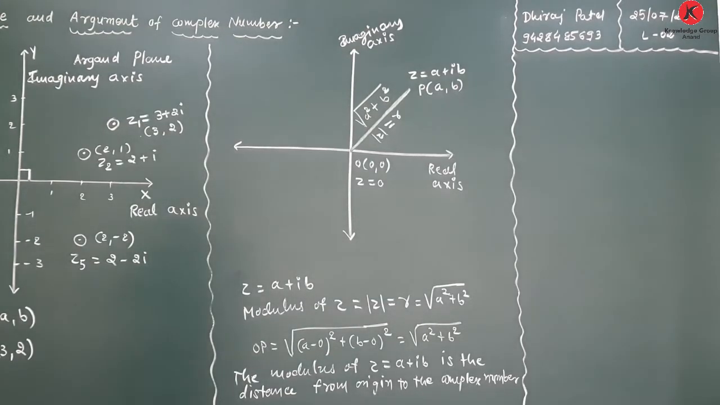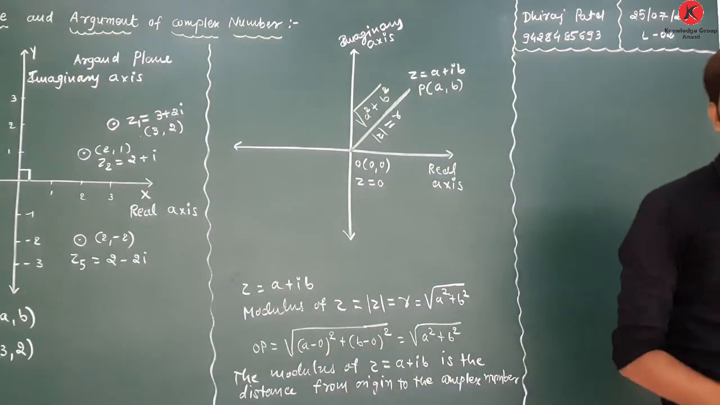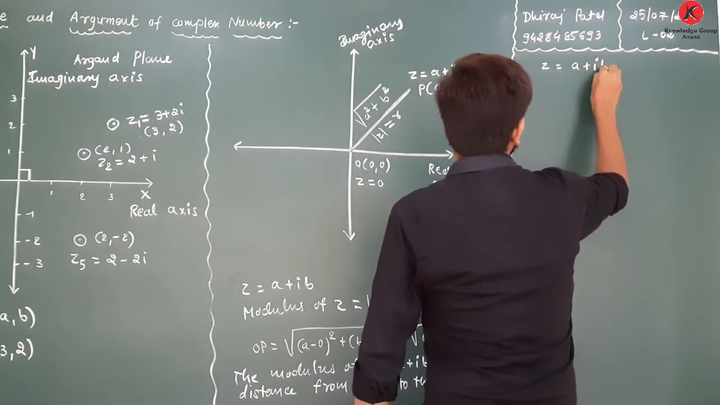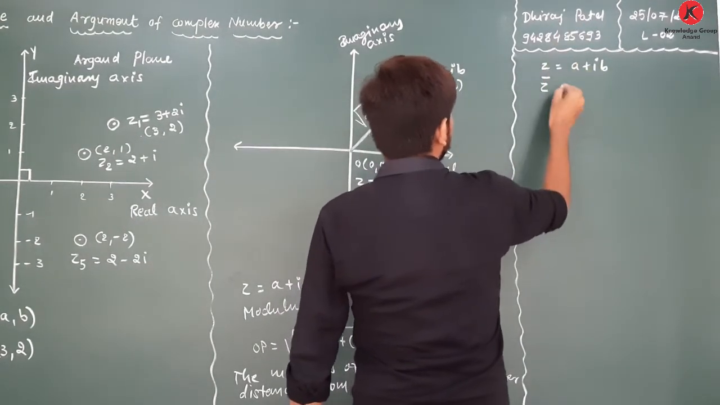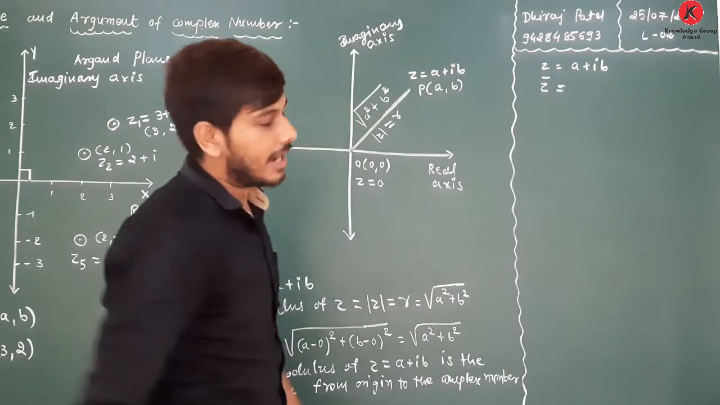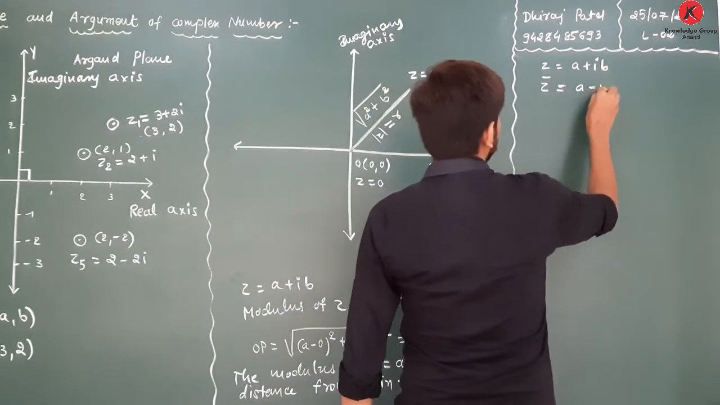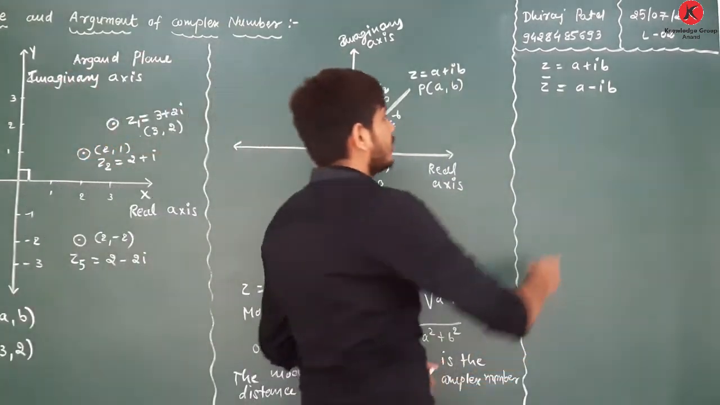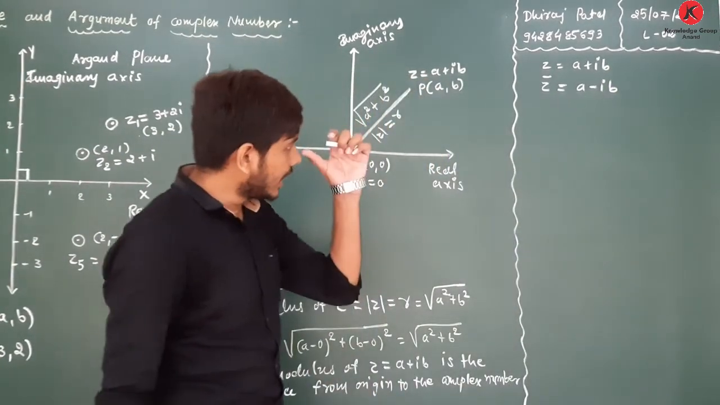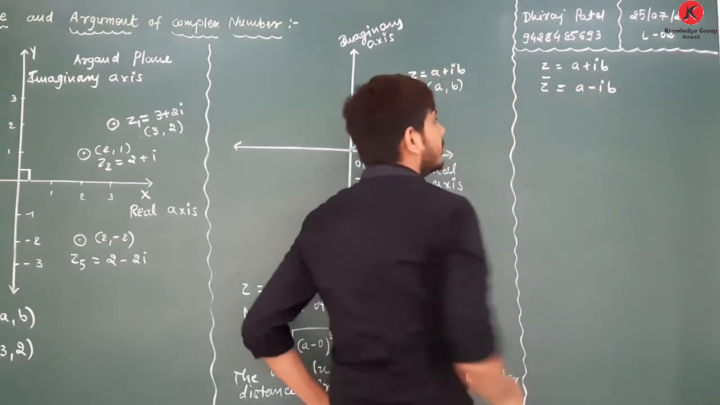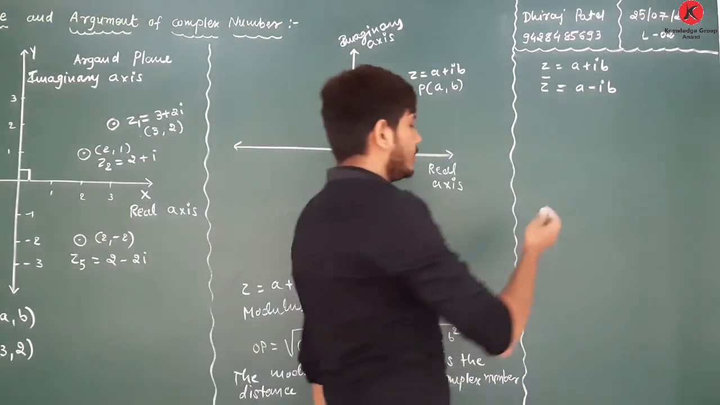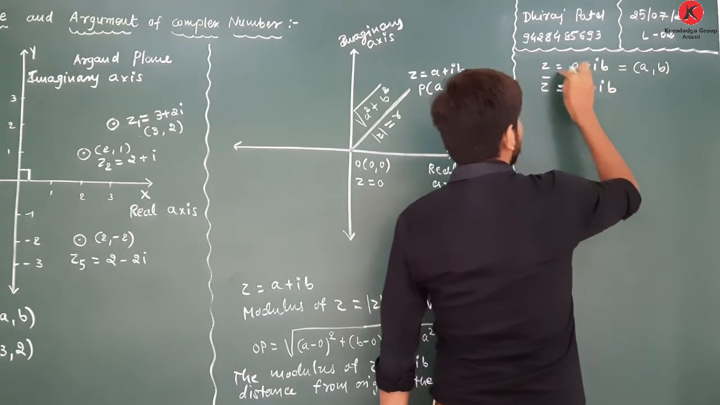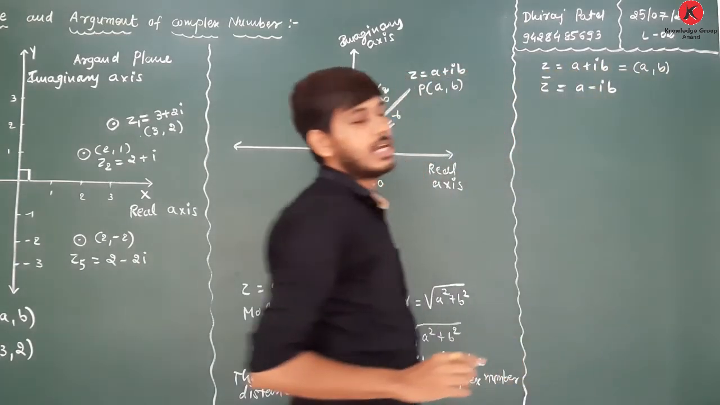The relation between Z and the conjugate of Z. If your Z equals a plus ib, then we know that the conjugate of Z is denoted as Z bar, which equals a minus ib. The sign of the imaginary part will change. If we want to represent these two numbers in the Argand plane, then the real part of Z is a and the imaginary part of Z is b.